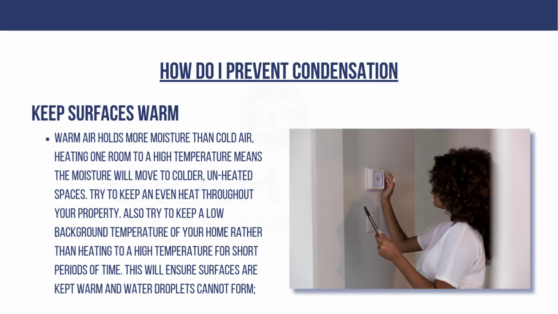Warm air holds more moisture than cold air. Heating one room to a high temperature means the moisture will move to colder, unheated spaces. Try to keep an even heat throughout your property. Also try to keep a low background temperature of your home, rather than heating to a high temperature for short periods of time. This will ensure surfaces are kept warm and water droplets cannot form.